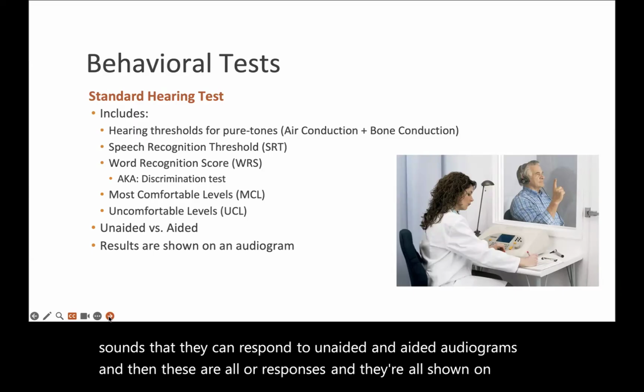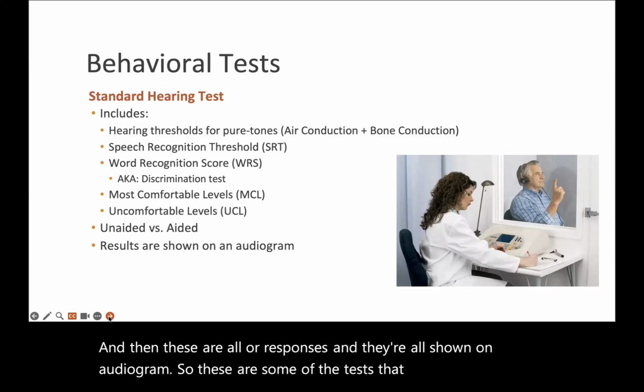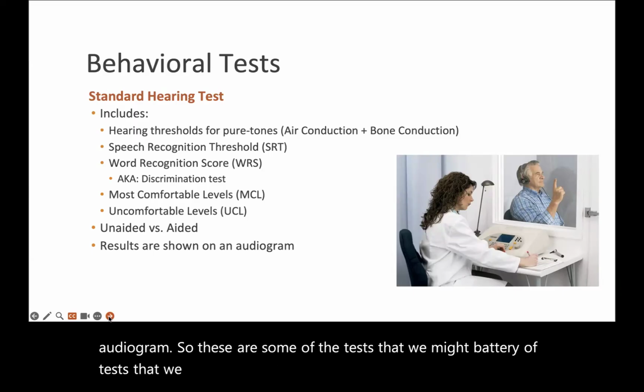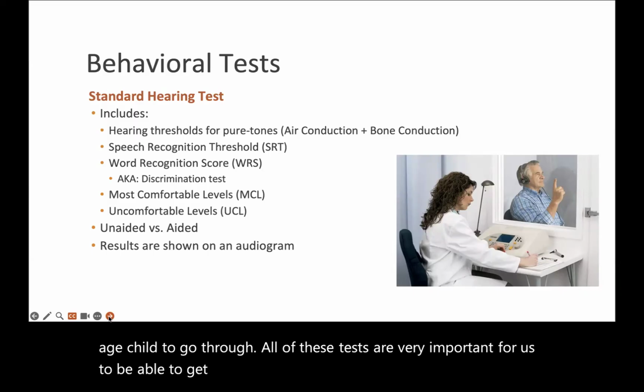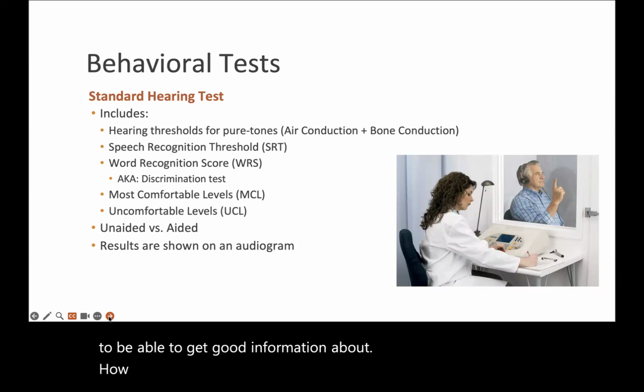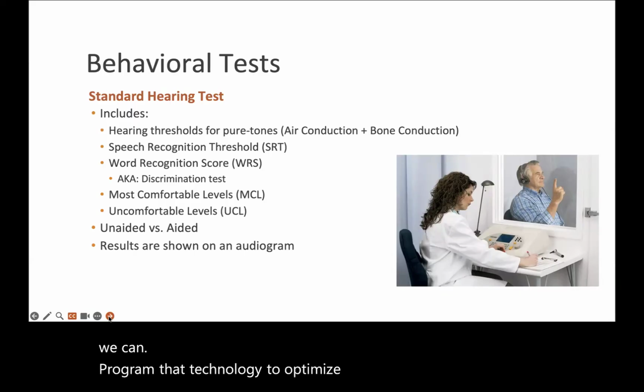So these are some of the tests, a battery of tests, that we might put an adult or a child, maybe a school-age child, through. All of these tests are very important for us to be able to get good information about how the person is hearing with that hearing technology and how we can program that technology to optimize audibility or accessibility for spoken communication.